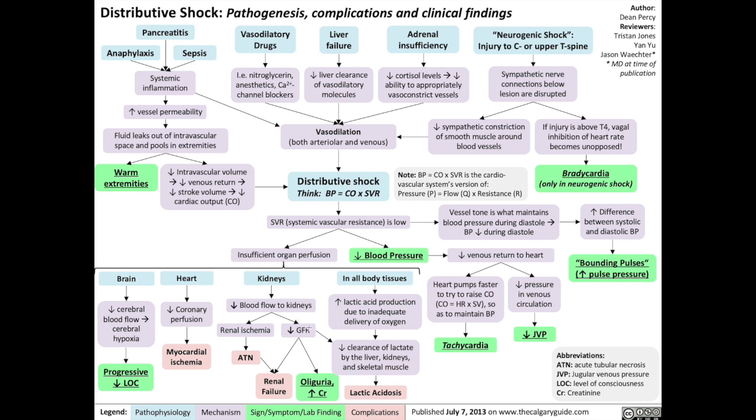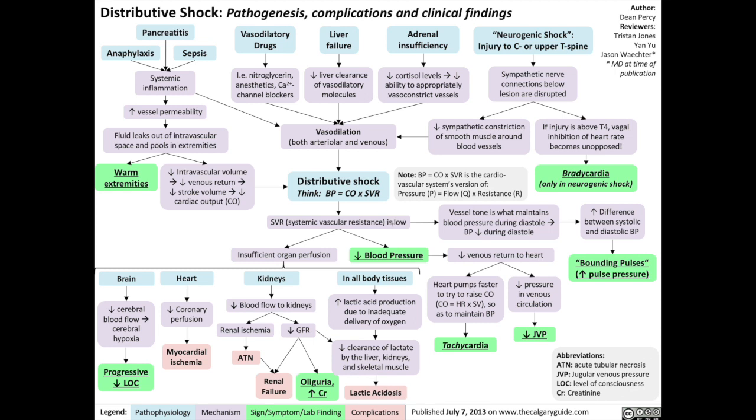Reduced blood flow to the kidneys also reduces the measured GFR, glomerular filtration rate, and that is actually the definition of renal failure. In addition, in terms of the clinical signs of reduced glomerular filtration rate, one can see an increase in the serum creatinine levels, measured in blood work, as well as a decrease in the volume of urine produced by the patient, otherwise known as oliguria. In all body tissues, the inadequate delivery of oxygen to the tissue results in increased lactic acid production, and combined with the reduced clearance of lactate by the kidneys, results in lactic acidosis.